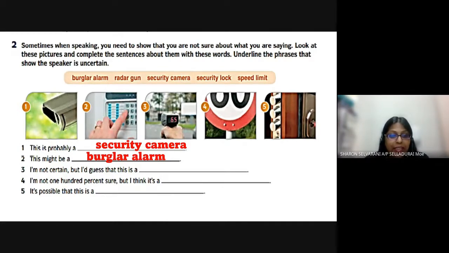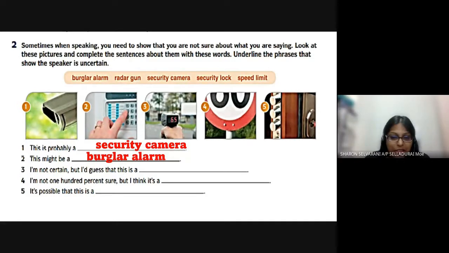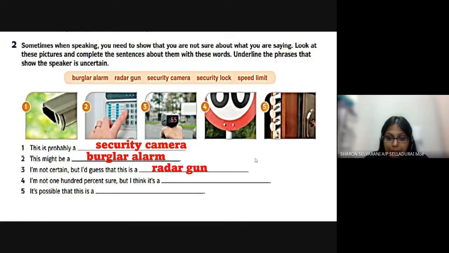Okay, number three. So this picture, number three. I'm not certain, but I'd guess that this is a radar gun. Radar gun. Okay, let's check our answer. Yes, it is a radar gun. Okay, number four. I'm not 100% sure, but I think it's a speed limit. Okay, let's check. Yes, it is a speed limit.